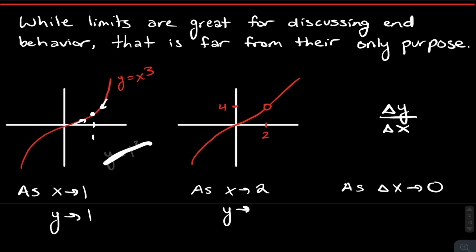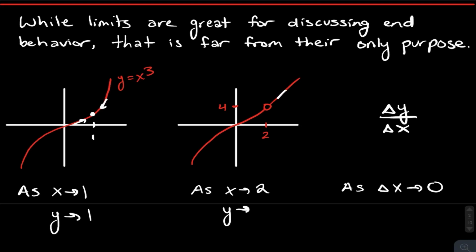Cool. So we'll move on to the next example over here. With this graph, we have an open circle here, which means there is actually no point here. So as x approaches 2, what does y approach?